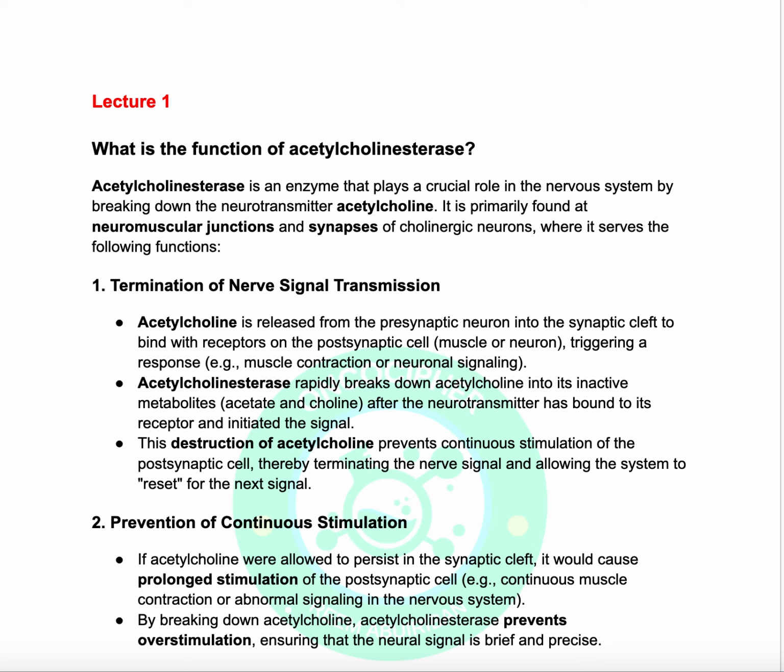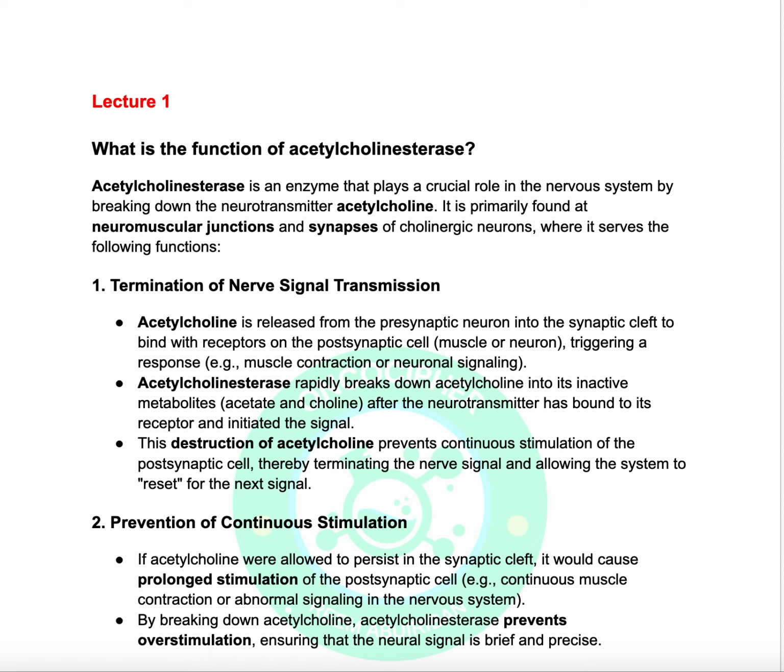Actually, we want to know what acetylcholine is. Acetylcholine is a neurotransmitter. It's found in a neuromuscular junction, which is made between the neuron and the muscle, or in synapses between the neuron and the neuron. Acetylcholine causes muscular contractions and other functions. Acetylcholine esterase just breaks down the acetylcholine. This is the main function of acetylcholine esterase.